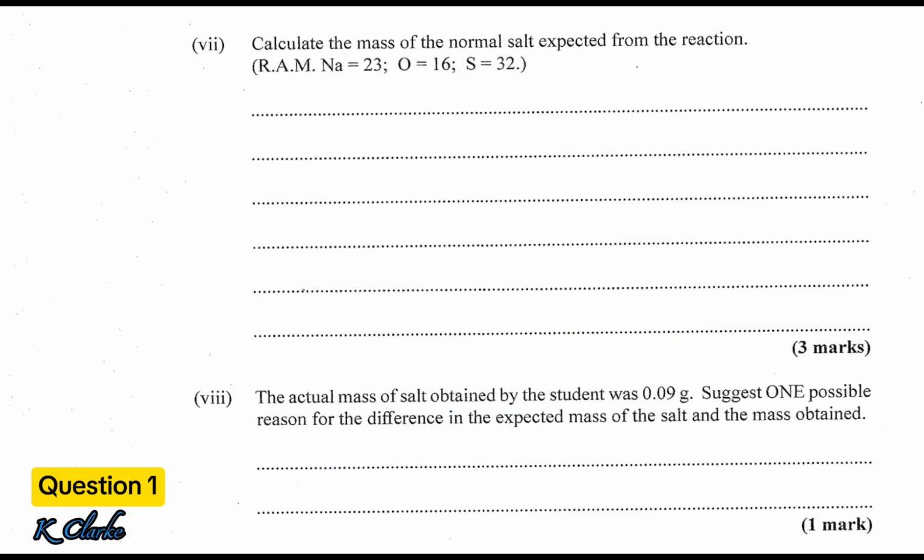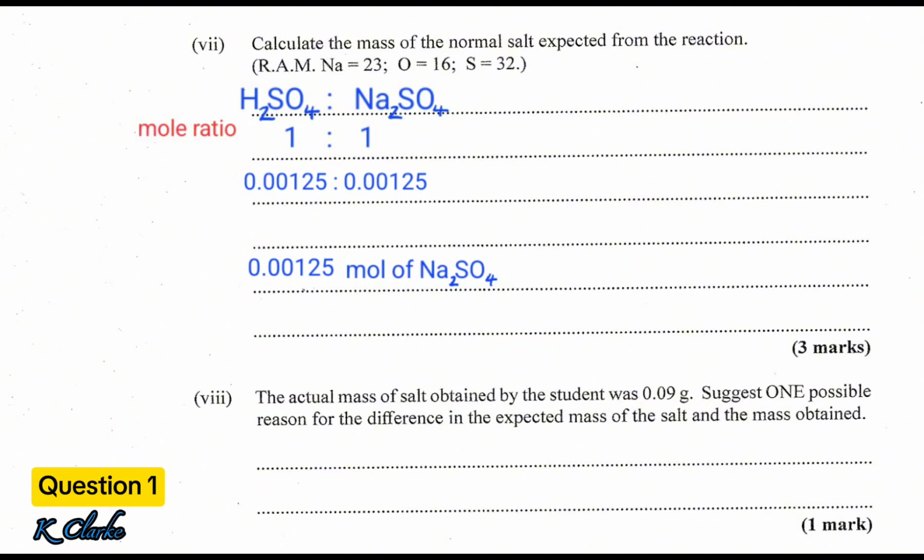Part 7. Calculate the mass of the normal salt expected from the reaction. The RAM for sodium is 23, oxygen 16, sulfur 32. Based on the balanced equation, the mole ratio for sulfuric acid and sodium sulfate is 1:1. The mole of sulfuric acid and sodium hydroxide will be the same. Hence, there will be 0.00125 mole of sodium sulfate.